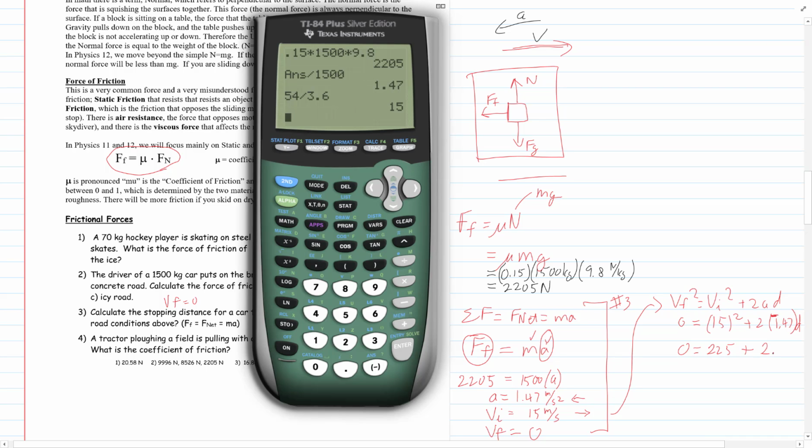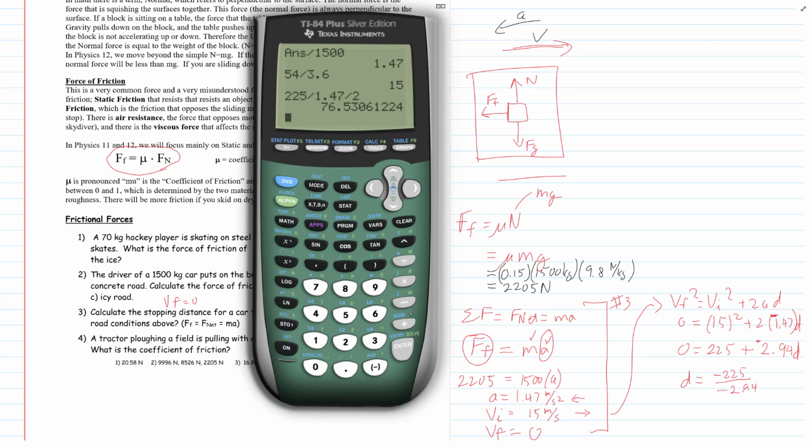2.94D, and it'll be negative. Take the 225 over, that'll be negative. And then we divide by a negative, so D is going to equal negative 225 divided by a negative 2.94. So 225 divided by that number, and also divided by 2.